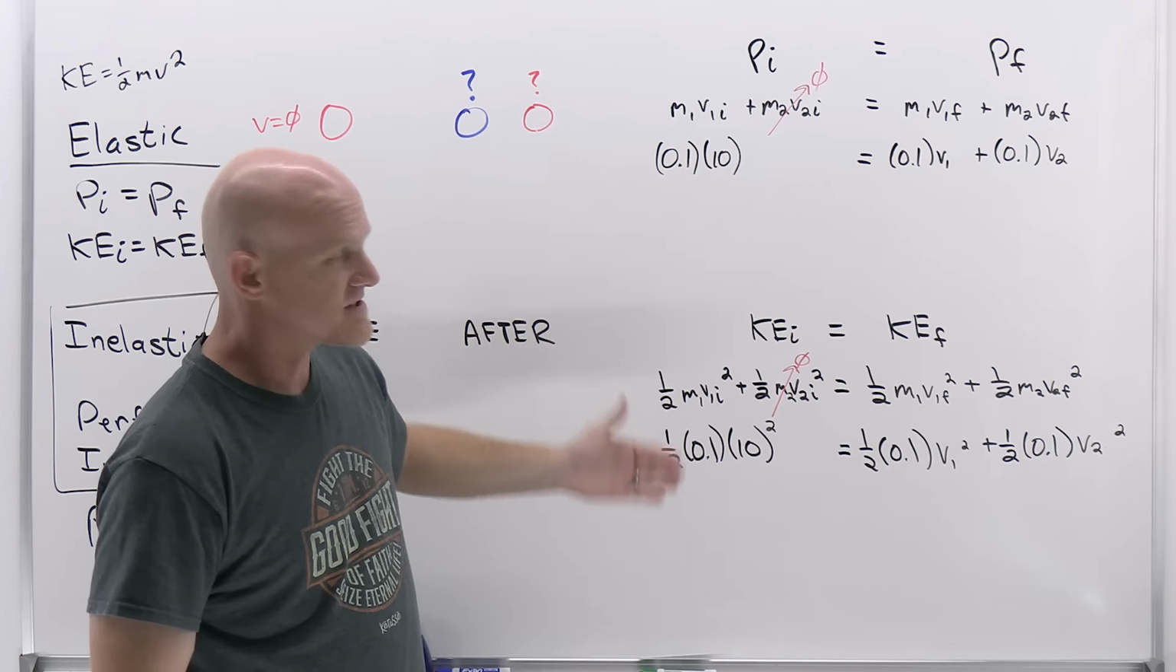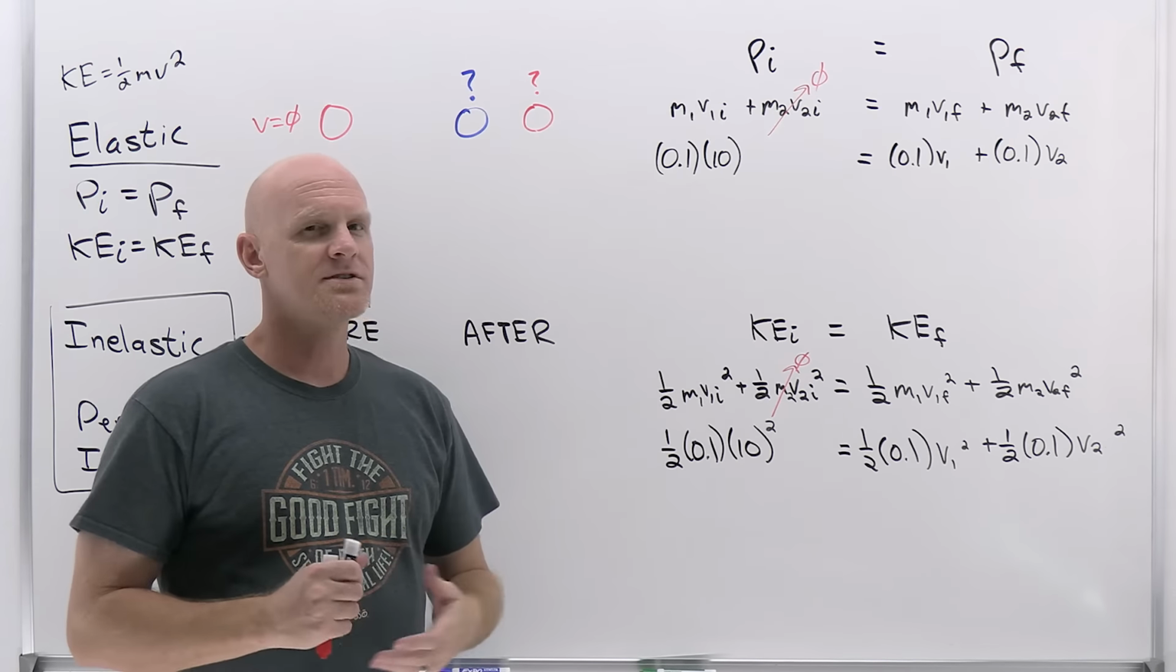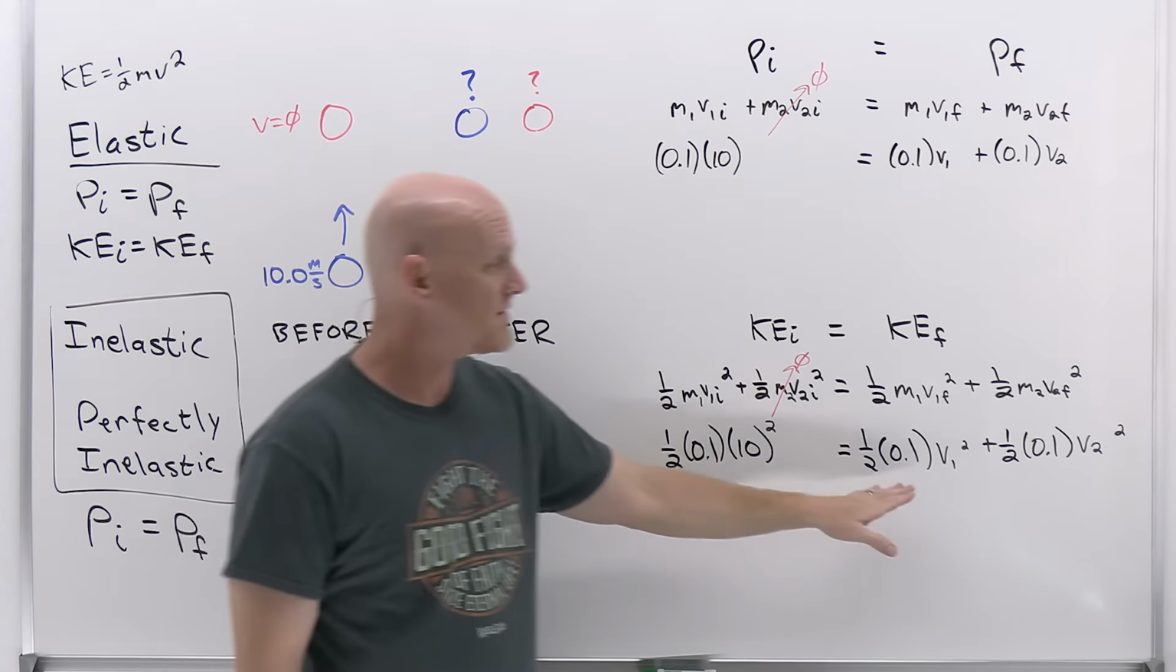All right, so how do we solve this system of equations? The easiest route is probably some form of substitution. Notice this one involves squares.